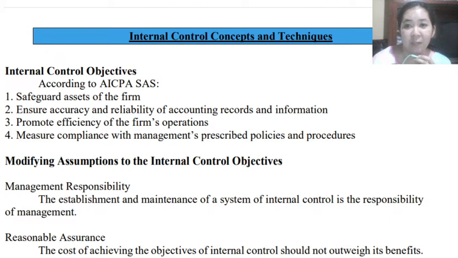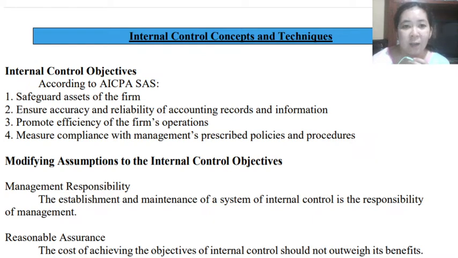So, internal control objectives. I get these objectives according to the AICPA, the American Institute of Certified Public Accountants, in a statement on auditing standards. According to them, the objective of having internal control is to safeguard the assets of the firm. Because we all know that these are the main resources which are converted into a product or used in the rendering of services for the firm to be able to generate revenues. So that's why it's very important to safeguard these assets from being stolen.